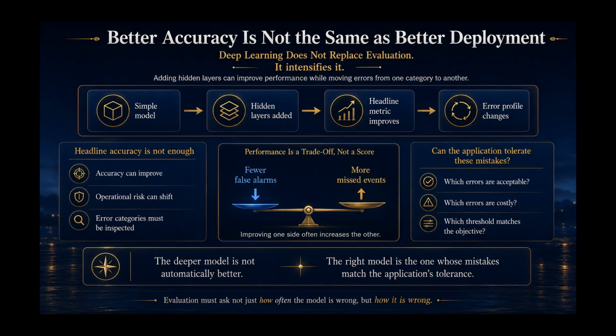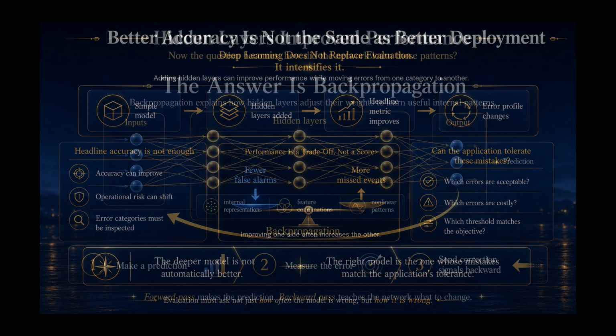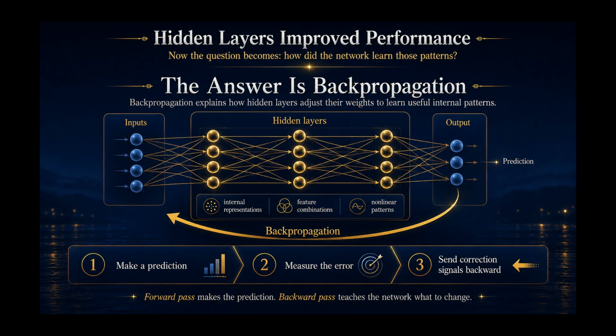This is what deep learning looks like in practice. It does not replace evaluation. It intensifies evaluation. Adding hidden layers can improve performance, but it can also move errors from one category to another. The question is not whether the deeper model has the better headline accuracy. The question is whether its mistakes are the mistakes the application can tolerate. After seeing hidden layers improve performance, the next question is obvious. How does the network learn those internal patterns in the first place?